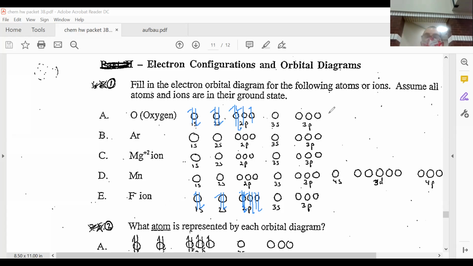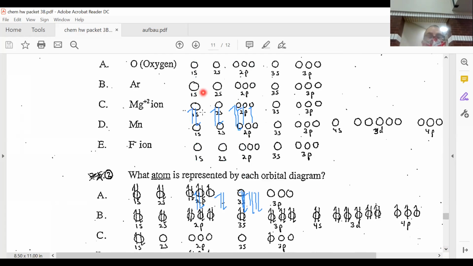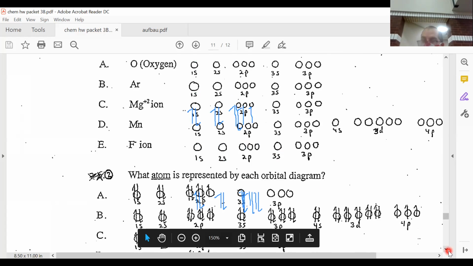Okay, what if you get to these, to this, it says what atom is represented by different things.